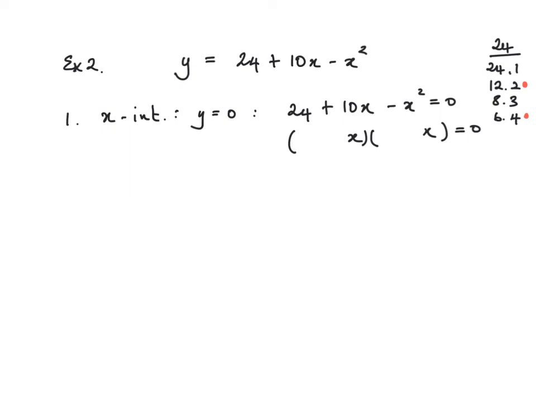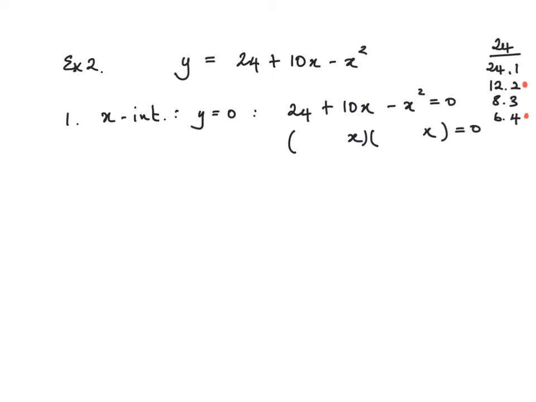Now, we've got a bit of a problem. One of the signs has to be a negative. So I think we're going to have to use the 12 and the 2. We could have maybe plus 6 and plus 4, but there's no way we could get a negative x squared. So 12 and 2.